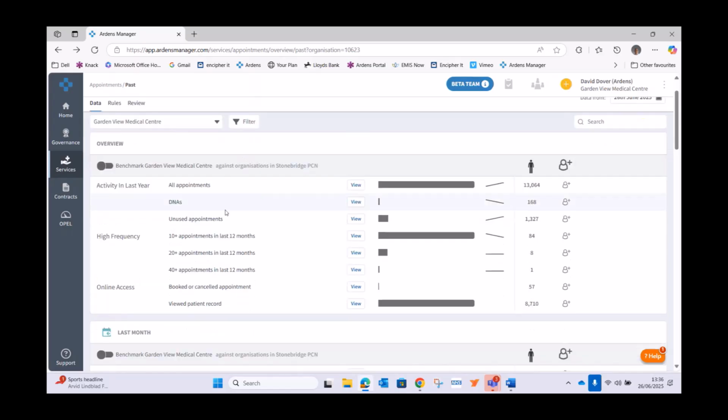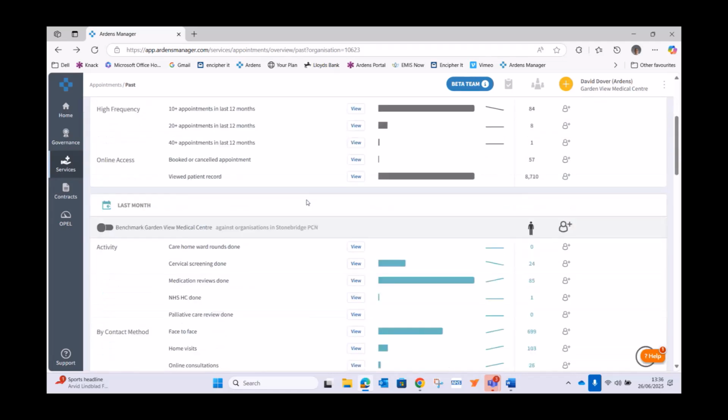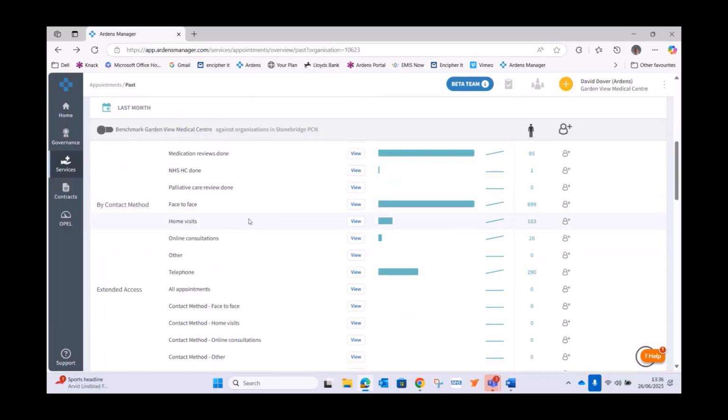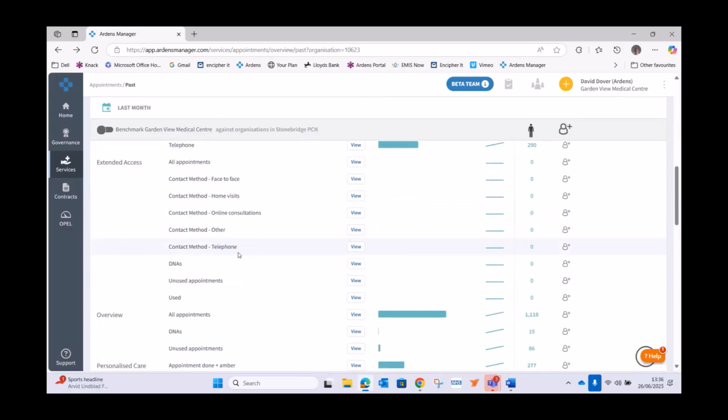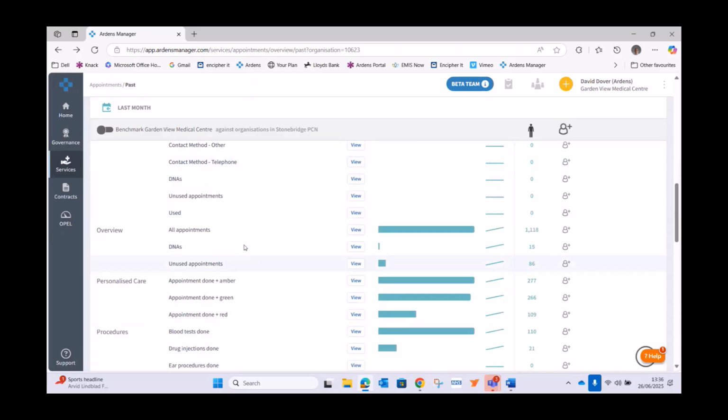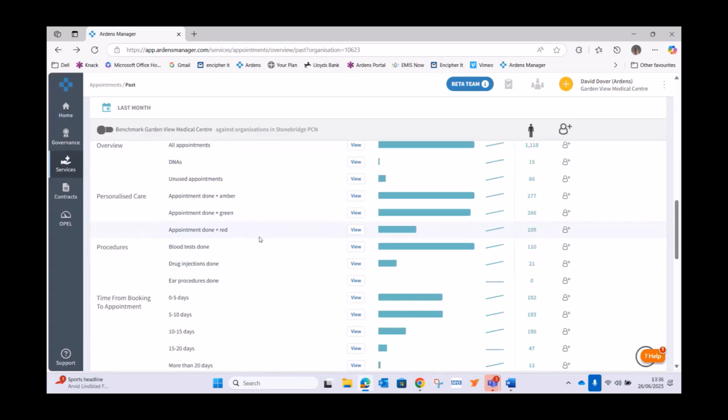That's then broken down into activity in the last 12 months. And again, we'll come back to some of these as we go through. We've got activity in the last month based on contact methods, extended access hours, appointments that you may be offering, overviews of all of your appointments, your DNAs, your personalized care, your procedures, and so on. So I'm going to highlight a few of these, and then we'll look at some of the other options, your future appointments, and so on, as we go through.